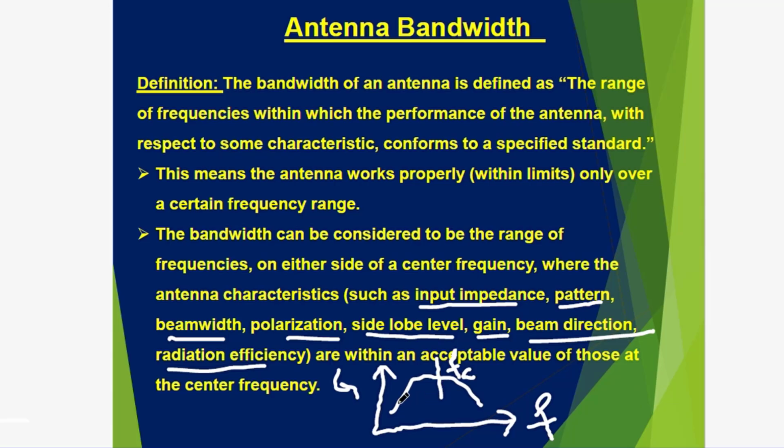With respect to the center frequency value, that is 50 ohms input impedance, suppose you consider the acceptable value as 48 ohms. Then you have to get the frequencies at which the input impedance is 48 ohms. Suppose here it may be 48 ohms and here it may be 48 ohms. Now this range of frequencies is called the bandwidth. Like that, it can be explained for all these parameters.